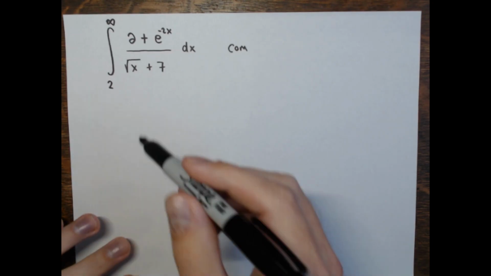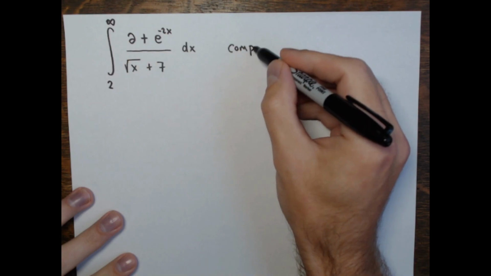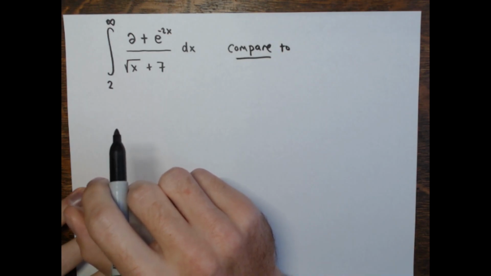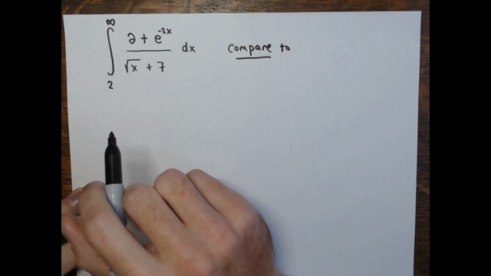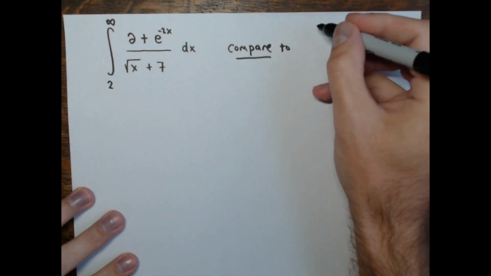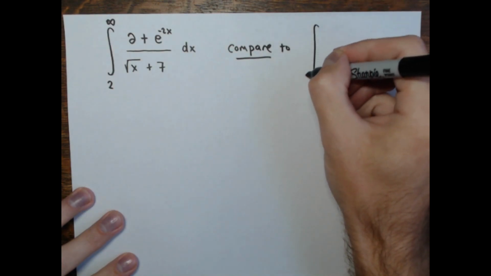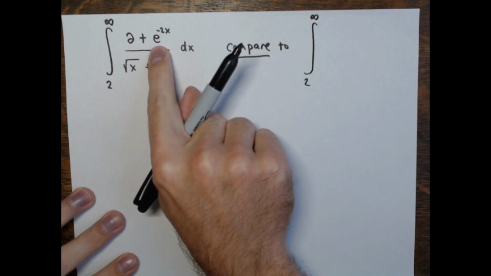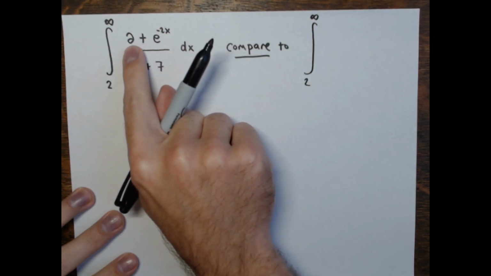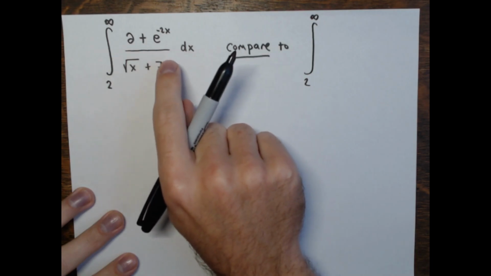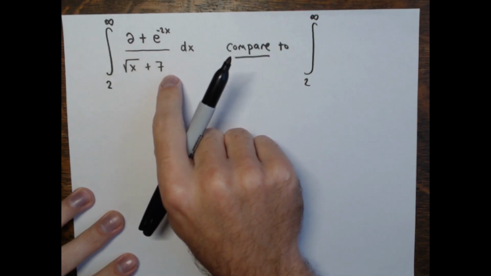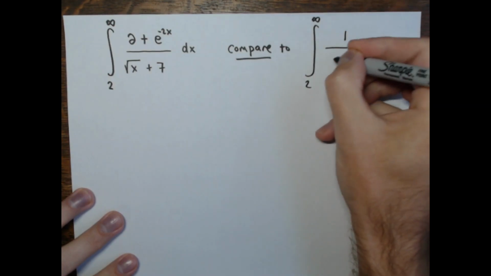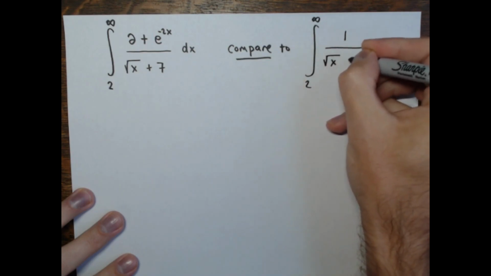So in those cases, where it's really difficult, we'll compare it to an integral of a function that's easier to take. So they're doing the integral from 2 to infinity of, now see what they're doing here, they're getting rid of this term and also changing the 2 to a 1. Now we have to determine which one's larger, which one's smaller, but that shouldn't be too hard to do. They're saying compare it to this integral, 1 over the square root of x plus 7.